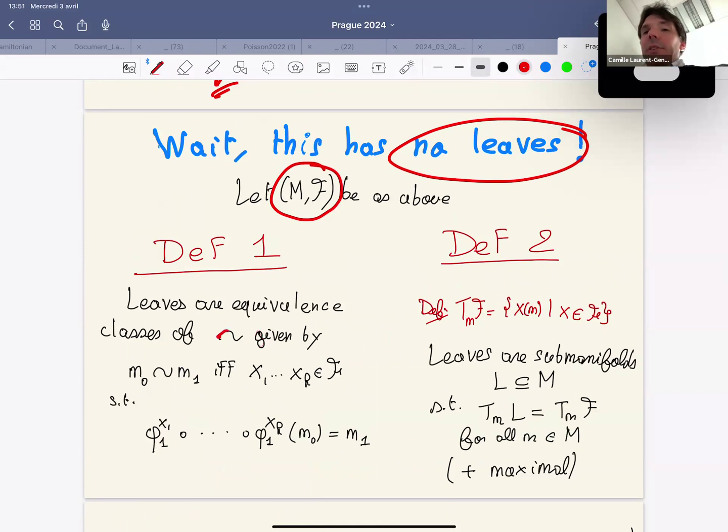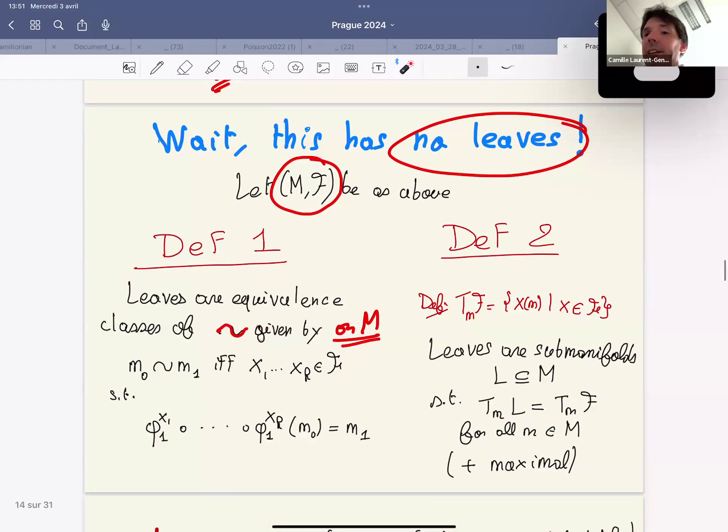You can define an equivalence relation on M. You identify two points if you have vector fields x1, ..., xk in F, compactly supported so that the flows are defined, such that if you apply to M0 the flows of x1, ..., xk, you get M1. What is good with this definition is that that's obvious.